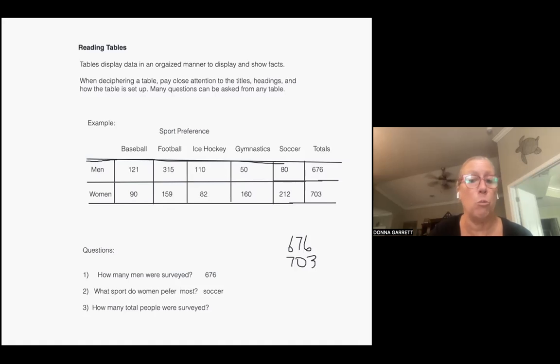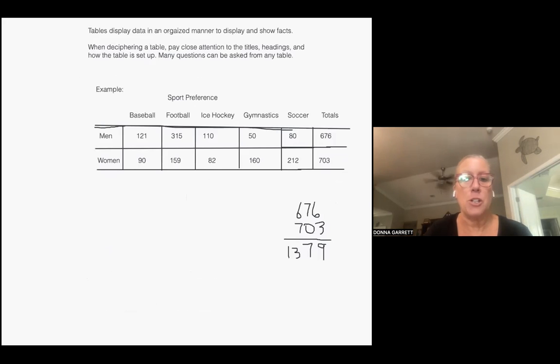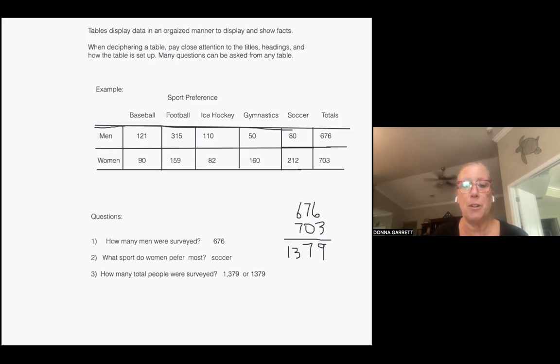Tomorrow, we're going to work on adding these, but I'll give you a preview. 6 plus 3 is 9. I'm adding down: 7 plus 0 is 7. And 7 plus 6 is 13. So the answer for that one would be 1,379. Now, just to stress something too, we can write it 1,379 or 1379. They're both acceptable, one or the other.